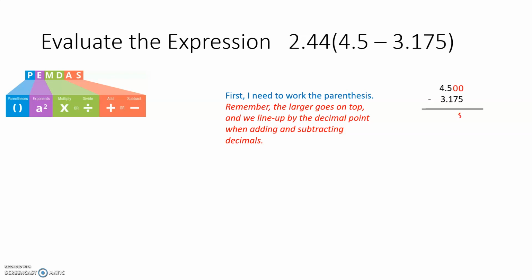10 minus 5 is 5. 10 minus 9, minus 9. 9 minus 7 is 2. 4 minus 1 is 3. Drop my decimal. I'm not quite lined up. And then 4 minus 3 is 1. All right, so if I subtract that, I should have 1 and 325 thousandths.